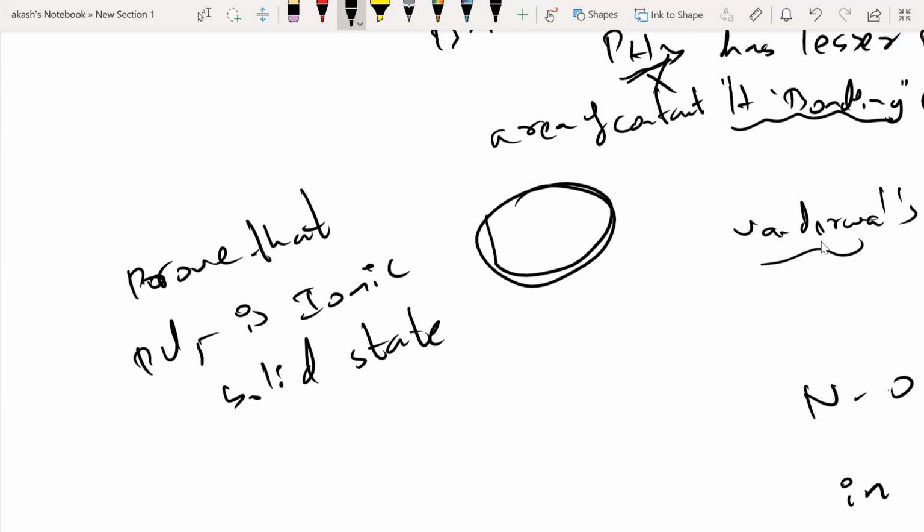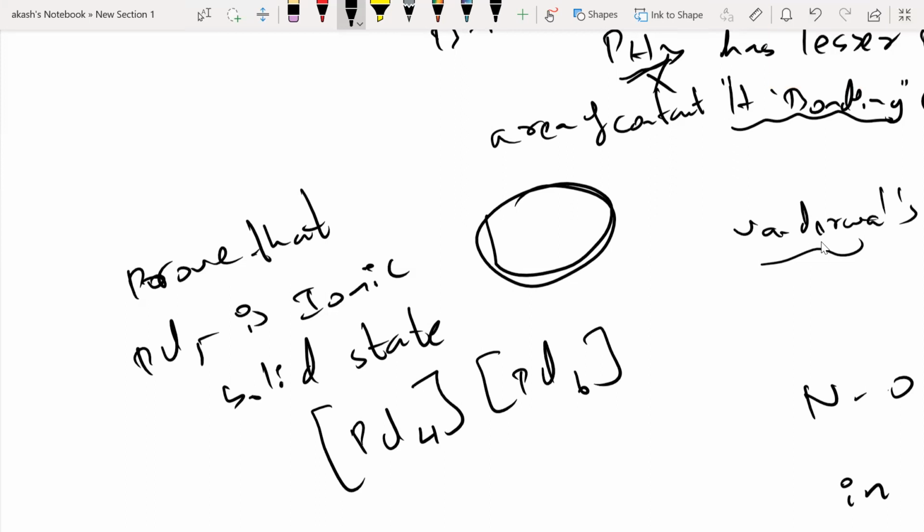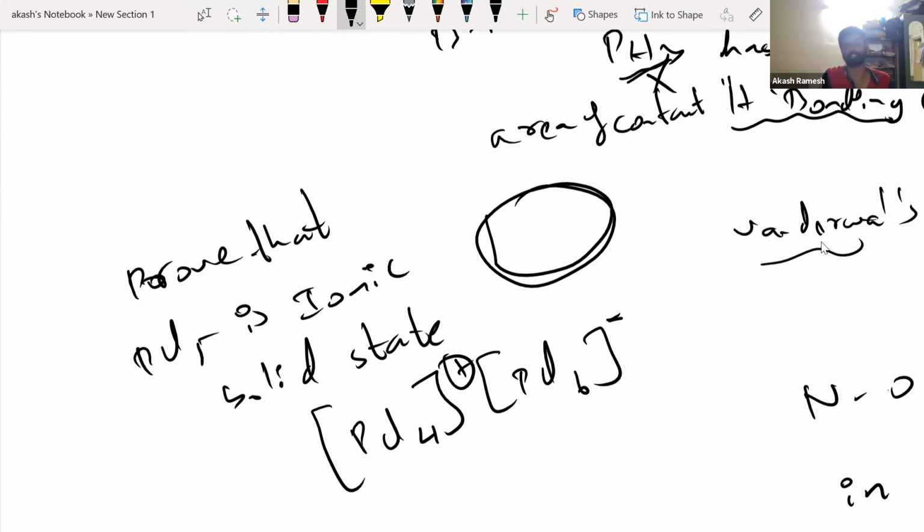Sir, in solid state, PCl5 prefers to exist as opposite charges, like PCl4 minus and PCl6 minus, sir. Tell me properly. Is it PCl4 minus and PCl6 minus? There should be a cation and an anion, right? How can both be negative? What you're telling, I'm able to understand, but there is a little wrong. Sorry, sir, I think PCl4 will be positive. Okay, PCl4 plus and PCl6 minus, yes, sir.